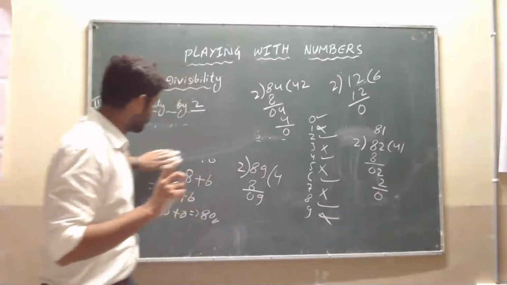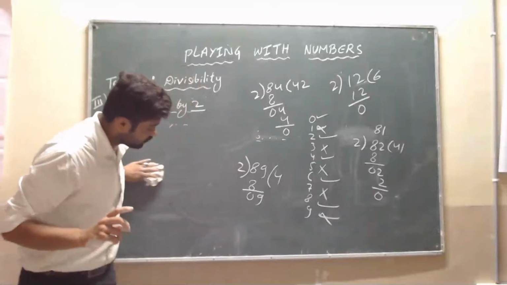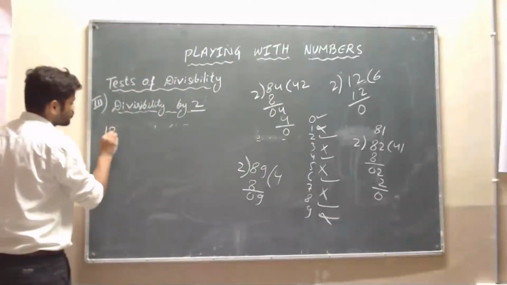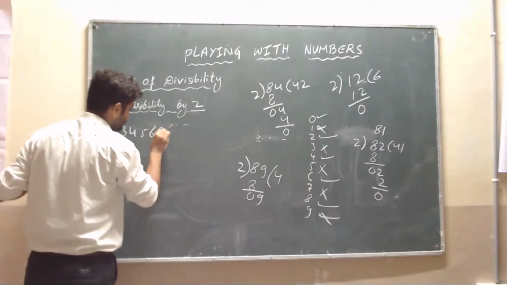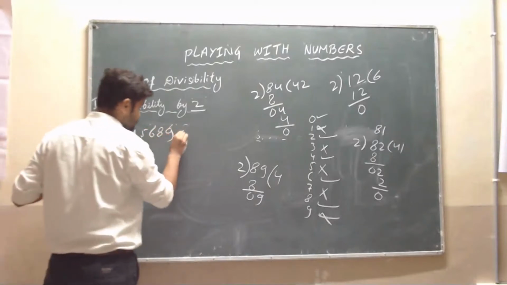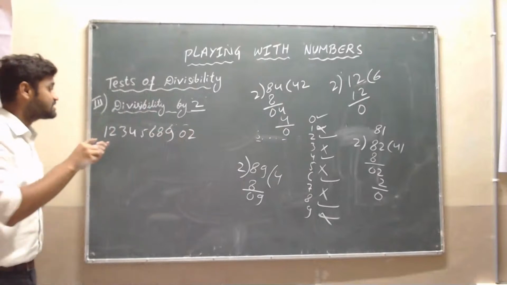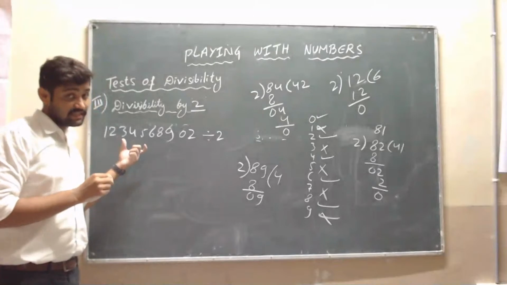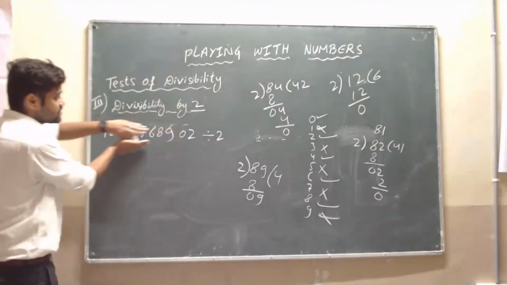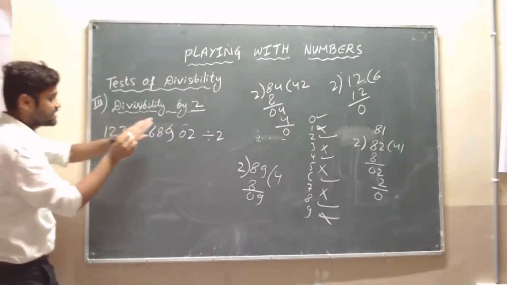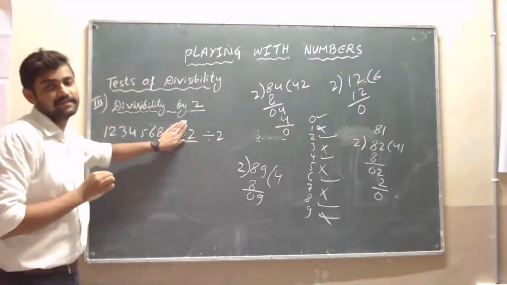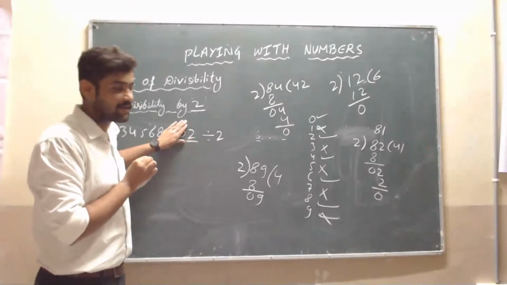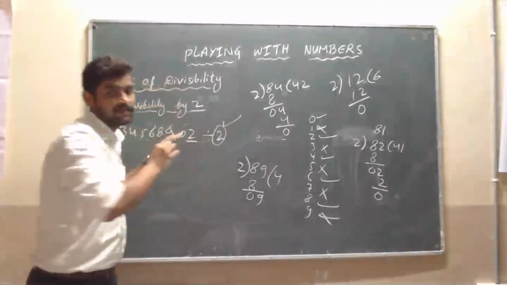However big the number is, don't worry about that. No, I will show you one more example. That is 1 2 3 4 5 6 8 9 0 2. Is this number easily divisible by 2? Don't look at the whole number, just observe the unit place. The unit place is 2, that is an even number, so it is easily divisible by 2.